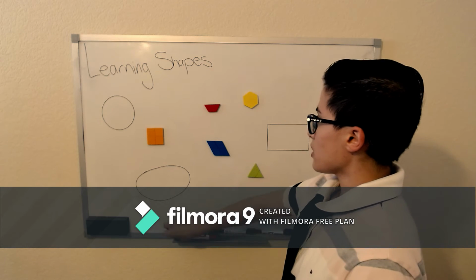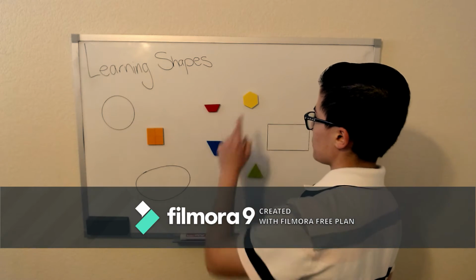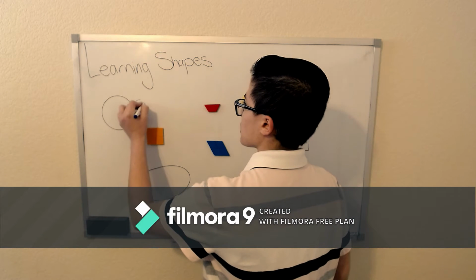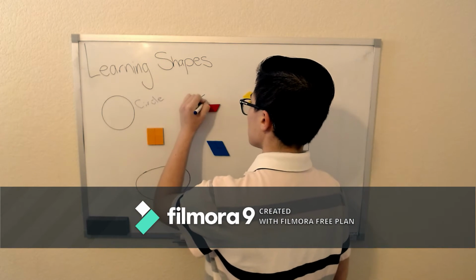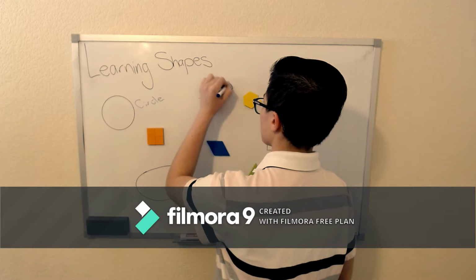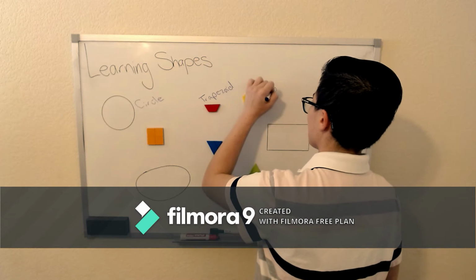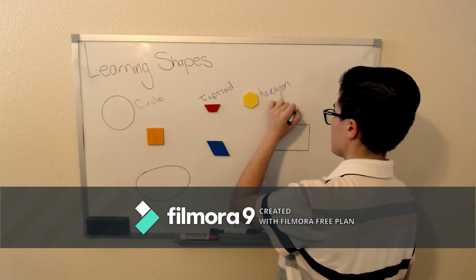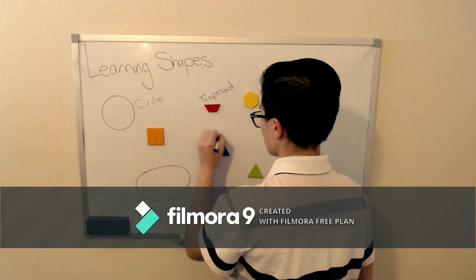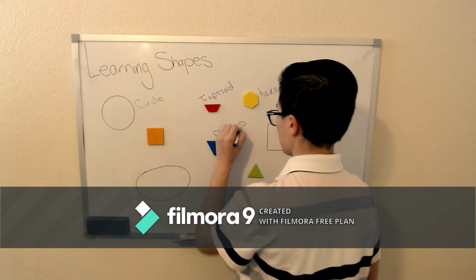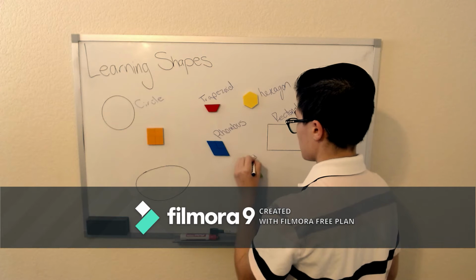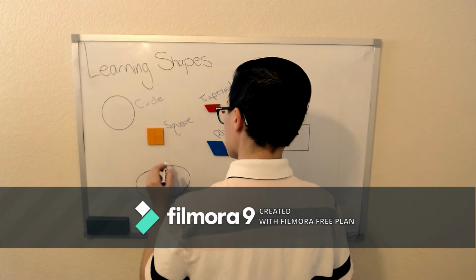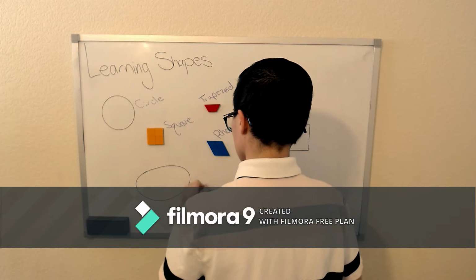So learning shapes, you have 1, 2, 3, 4, 5, 6, 7, 8 up here on the board that we will be learning today. We will be learning the circle, trapezoid, hexagon, rectangle, rhombus, triangle, square, and oval.